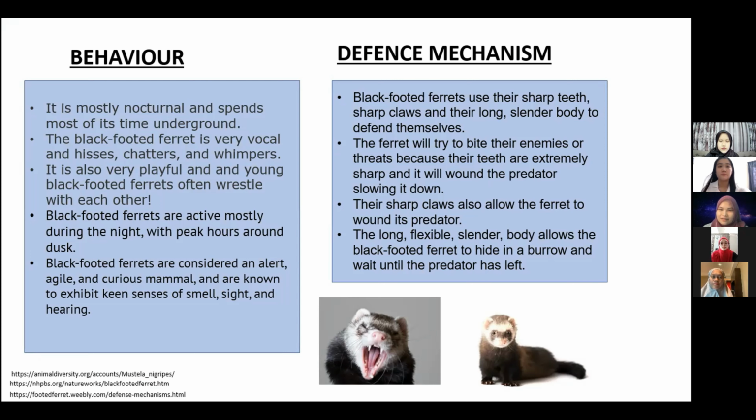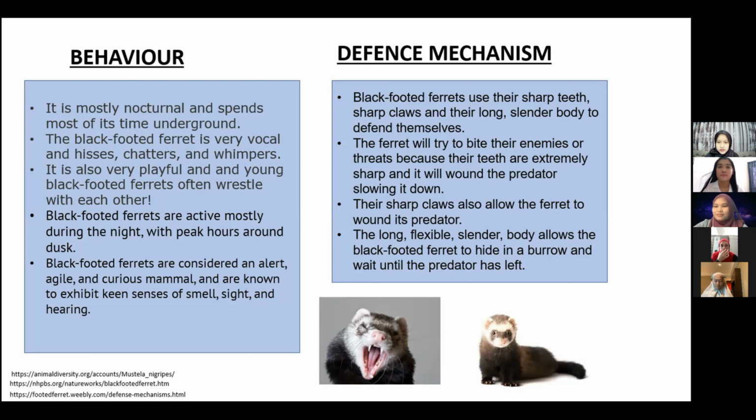Next, they're also considered an alert, agile, and curious mammal and are known to exhibit a keen sense of smell, sight, and hearing. Next, I will explain the defense mechanism of black-footed ferrets. They use their sharp teeth, sharp claws, and long slender body to defend themselves. As you can see in the photo, even though they look so small and cute, the teeth are quite dangerous. The ferret will try to bite its enemies or threats because its teeth are extremely sharp, and it will want to slow the predator down.